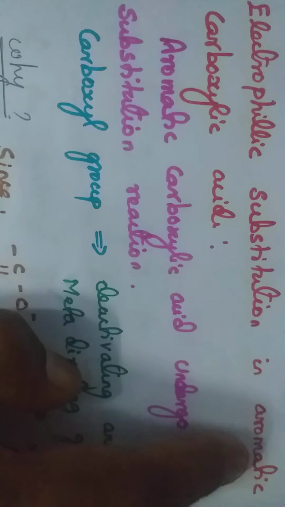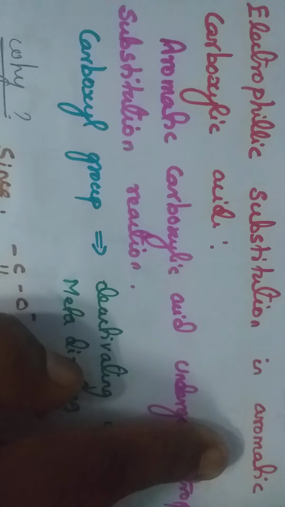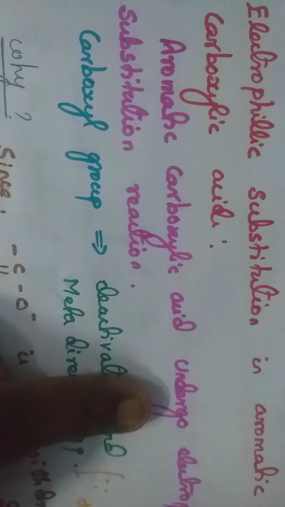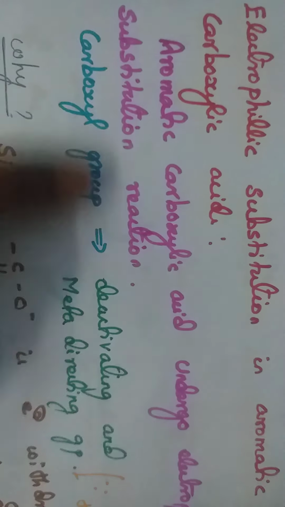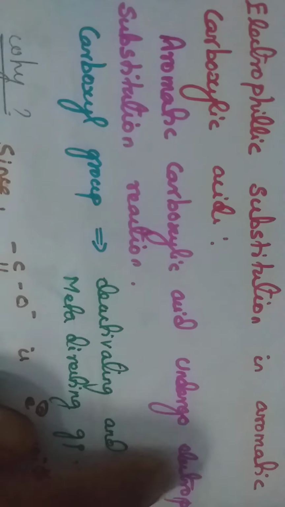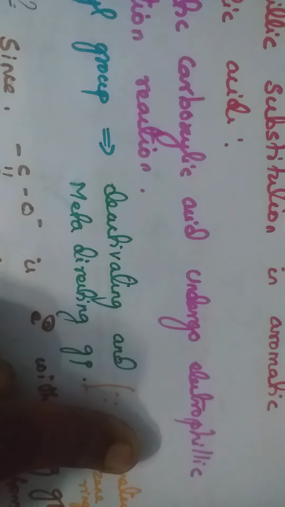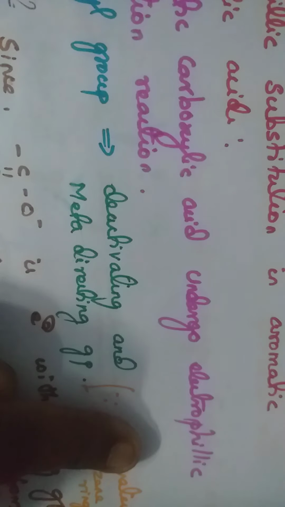And next we are going to see electrophilic substitution in aromatic carboxylic acid. Aromatic means we must have a benzene ring in the compound. So aromatic carboxylic acid undergoes electrophilic substitution. What is electrophilic substitution? It means one of the electrophiles comes and attacks the benzene ring. What is an electrophile? It carries a plus sign: NO2 plus, Cl plus, SO3H plus. So one of the electrophiles comes and attacks the benzene ring.